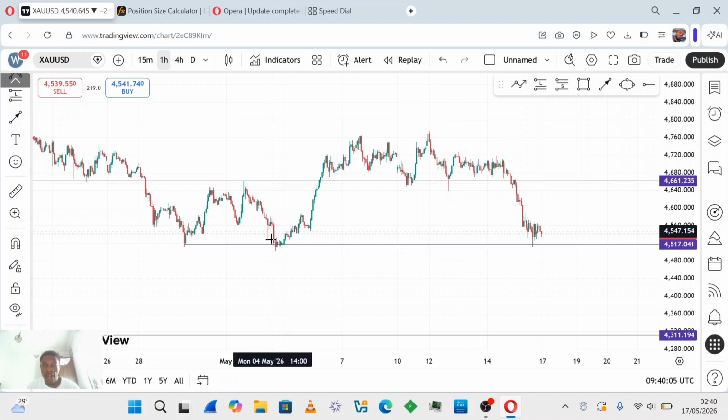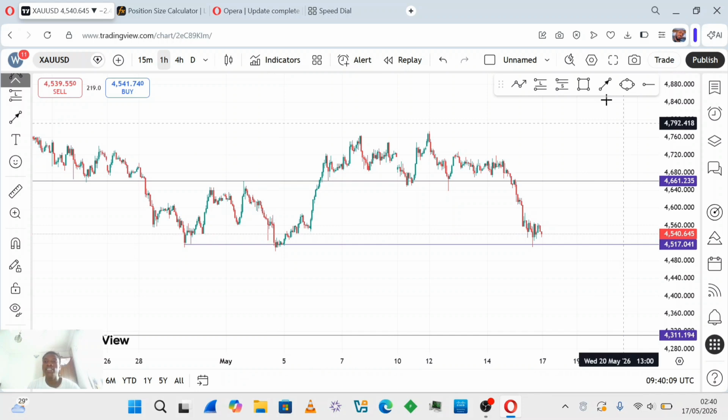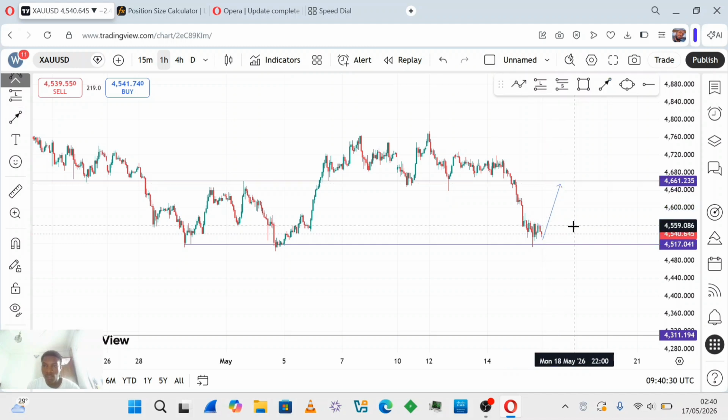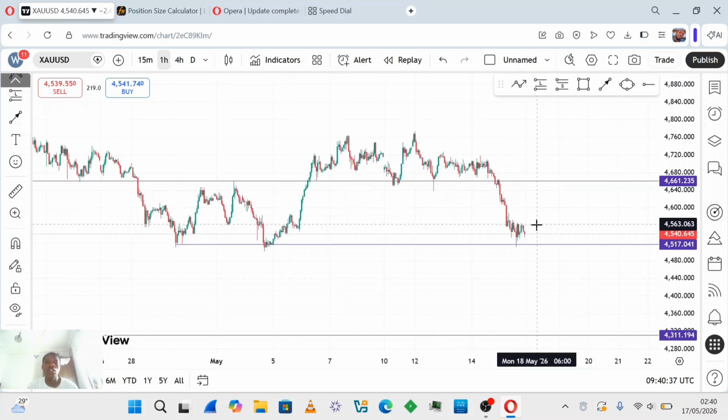Buyers pushed price to this level, and there is a probability that when price comes to this level, it might push price up again. So that's why you need to be patient to enter a good trade. You need to see price move to this level. Let me use the pen tool. Now that price is here, this move has already happened.